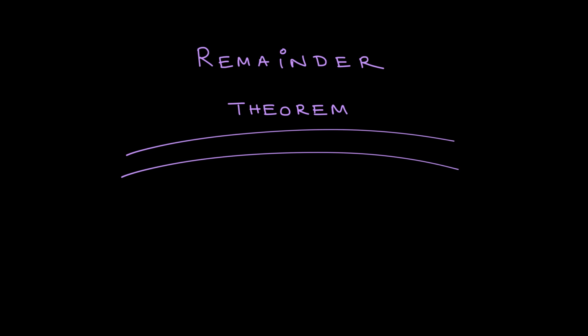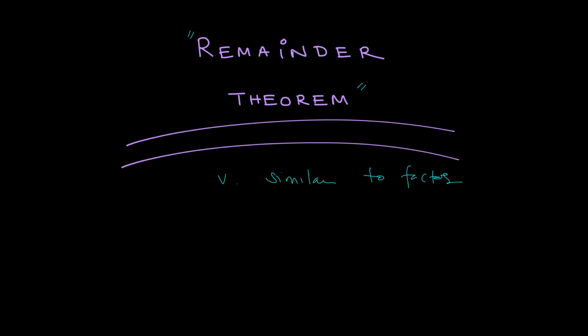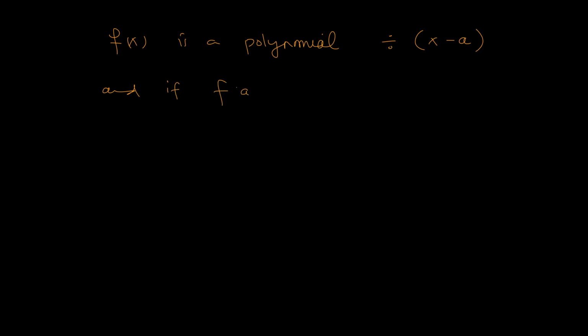In this video, the focus is on remainder theorem, something very similar to factor theorem. What exactly was factor theorem? The factor theorem stated that if f(x) is a polynomial and this polynomial is being divided by a linear expression x minus a, and if f of a equals 0, in other words x minus a is a linear factor. That was factor theorem.